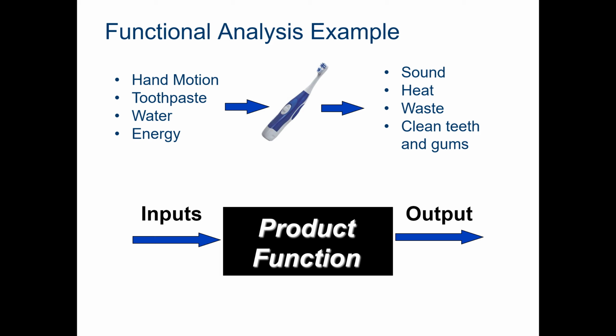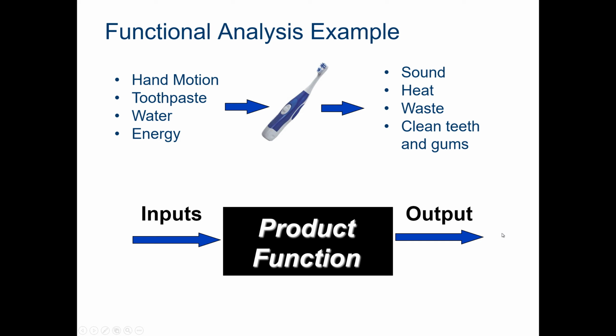Inputs for the toothbrush: the hand motion, so moving the toothbrush back and forth in your mouth to scrub your teeth, that would be an input. The toothpaste is an input. Water, and of course energy if it's battery powered. And then inside this product function black box, things happen that we don't know yet. We put the inputs in and we see outputs, but inside is the function that takes place.